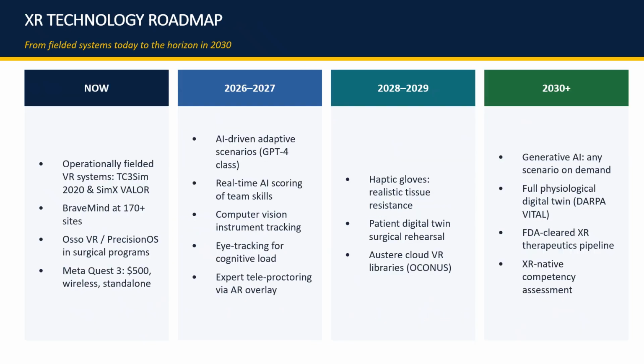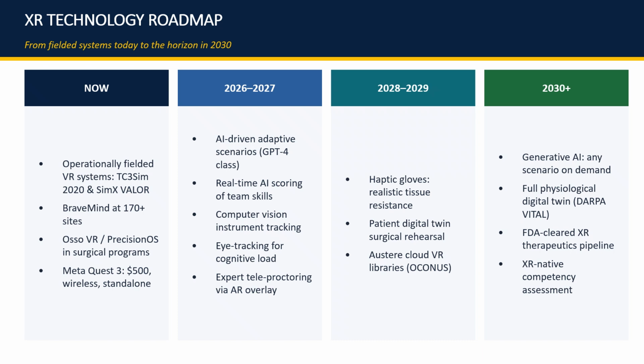Currently, we have already fielded operational systems with TC3 Sim, SimX Valor, and Augmentor Medic. BraveMind PTSD training is currently available at over 170 sites. We have validated surgical VR systems, and the cost of a headset is as little as $500 for a portable, wireless, standalone system, in addition to the cost of licensing.